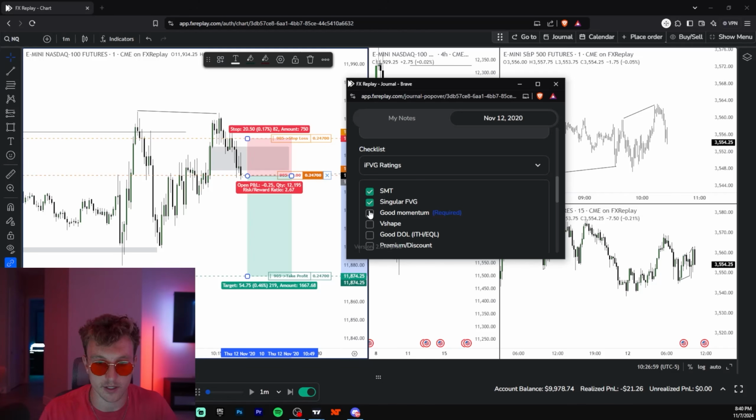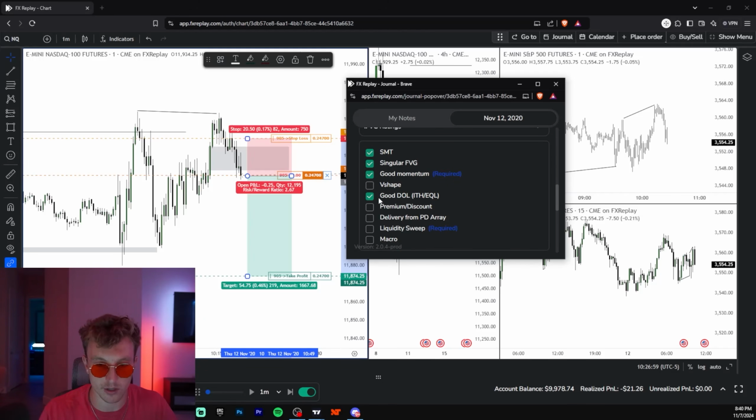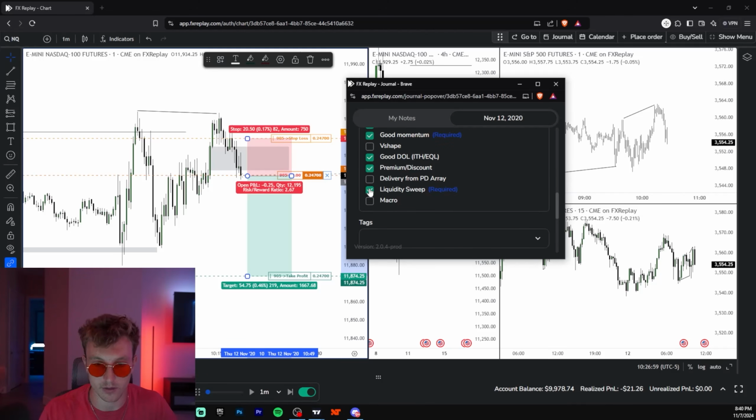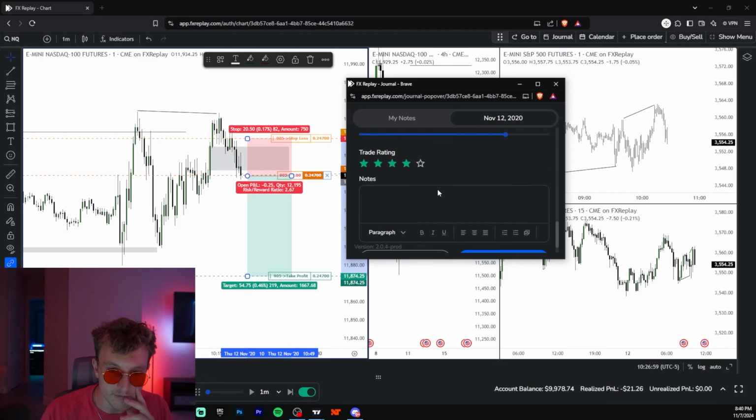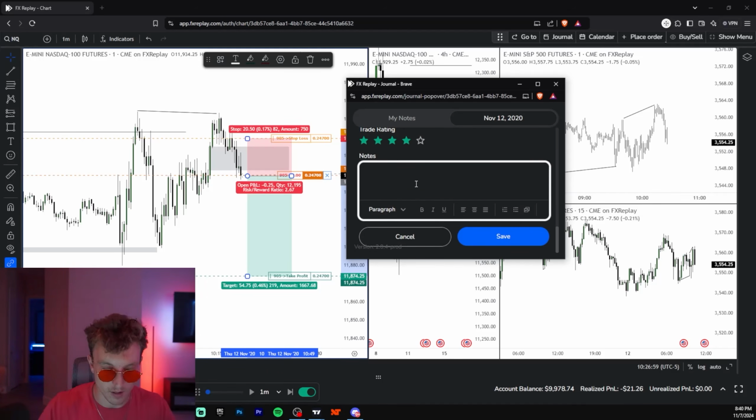So there's an SMT, single gap, good momentum, not V-shape, good draw on liquidity, yes. We're in premium. We're not delivering from anywhere, but there is a liquidity sweep because this internal got swept, and then it's not a macro time. I'll give this 4 stars. I would say I'm fairly confident this works.